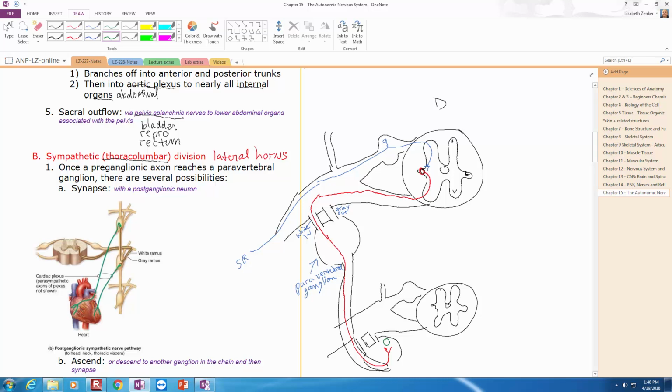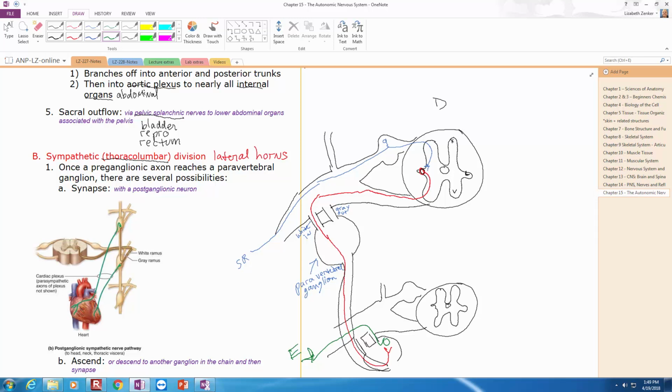And again, he only can exit through the gray, but he's not going to exit the gray of the one he was in before because he didn't synapse in that one. But he will exit the gray of this one, a level up if we ascended, and then he will still go down the ventral ramus and then end up getting to wherever his effector ended up being. So all this is showing you is that it traveled one or two segments up, or maybe it traveled a segment or two down before it left. Okay, that's all that's really saying there. So that's why we said it might synapse in the first one, it might not. It might go up to a different level or down a level and decide to synapse in that one, and then finally exit.